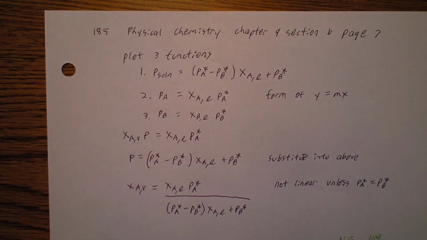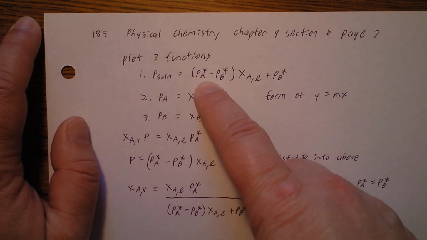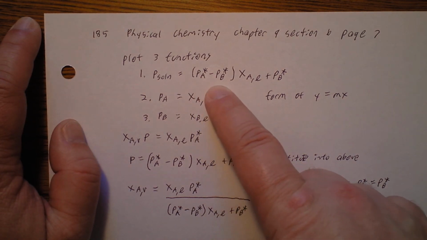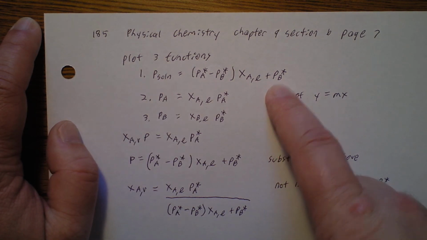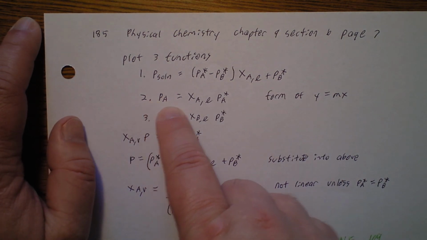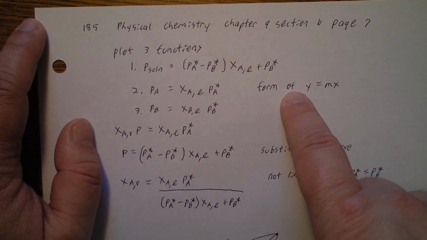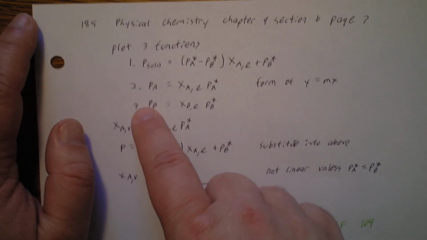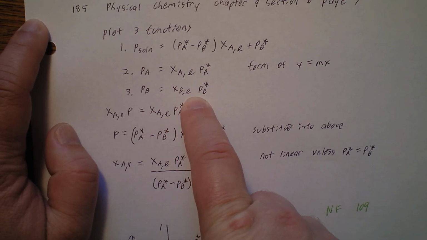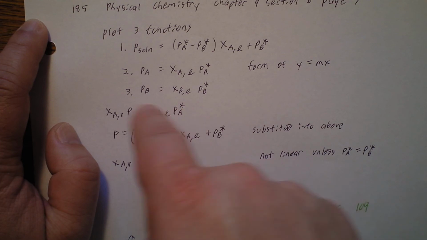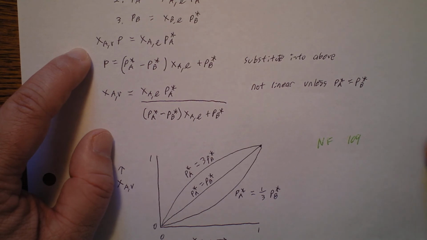So, let's look at three functions. So, we graphed the pressure of the solution is equal to PA star minus PB star times the mole fraction of A in the liquid state plus PB star. We also graphed PA is equal to the mole fraction of A in the liquid times PA star. And again, we have the form of y equals mx here. And then PB is equal to the mole fraction of B in the liquid state times PB star. And that too, of course, is y equals mx. Actually, more like mx, but whatever.